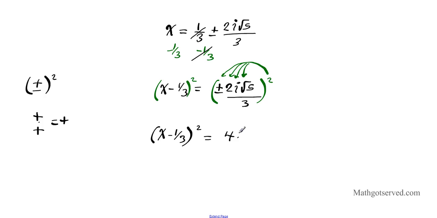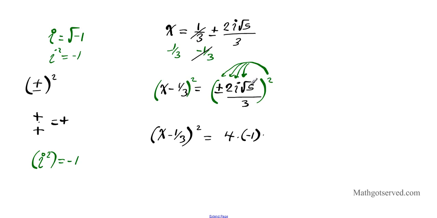When I square 2, I get 4. What is i squared? i squared equals negative 1. Remember, i is the square root of negative 1. So when you square both sides, you get i squared equals negative 1. So when I square i, I'm going to get negative 1.